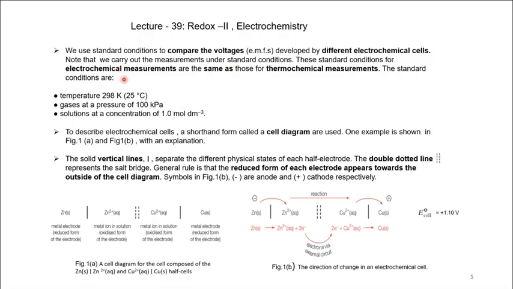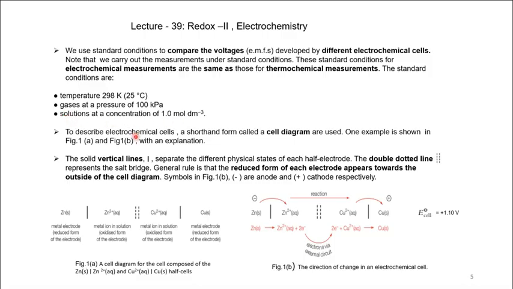The standard conditions for electrochemical measurements as well as thermodynamic and thermochemical measurements are the same. The standard conditions, what does it mean? What is the temperature, the gas pressure, the solution concentration? These are the standard conditions. So we take the standard conditions: 298 Kelvin, that is 25 degrees Celsius, gas pressure of 100 kilopascal, and solution concentration of 1 molar. These are the standard conditions.